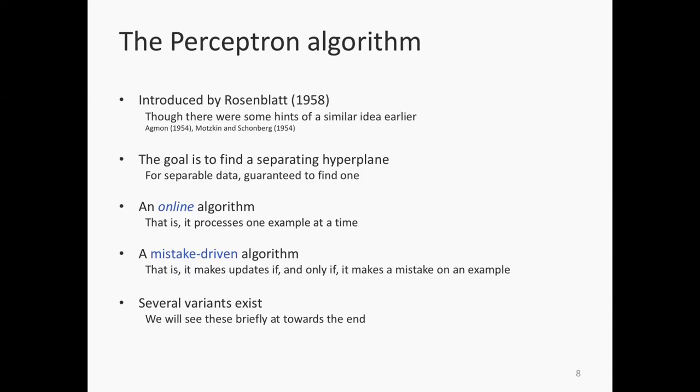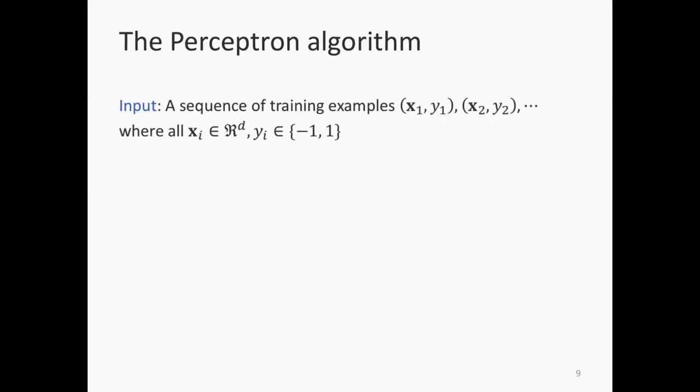And one of the things about an algorithm that was invented in the 1950s is that it has had a lot of time for variants to be invented. So there are many, many variants of the perceptron algorithm. We'll see some practically useful variants after we see the actual algorithm. So without much ado, let's look at the algorithm itself.